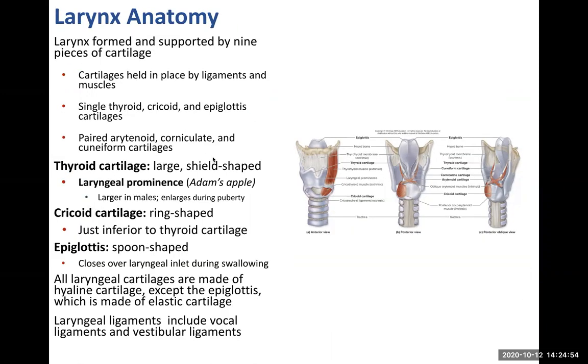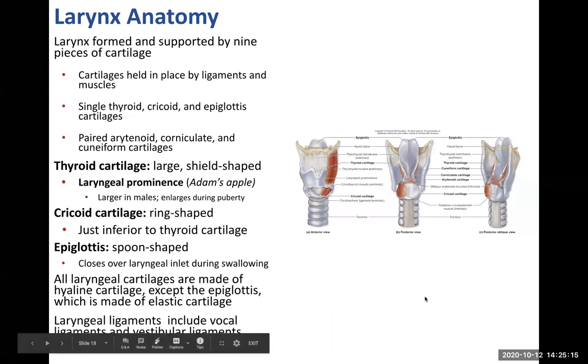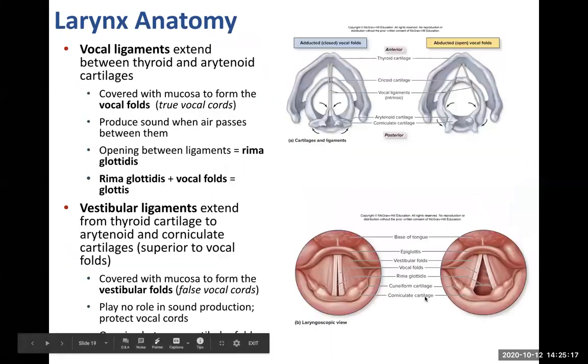One other thing I should say. All of the cartilages that make up the larynx are hyaline cartilage, except for the epiglottis. The epiglottis is elastic cartilage, which, if you can remember the features of elastic versus hyaline cartilage, is very elastic. It's very stretchy. And hyaline cartilage has kind of a mid-range flexibility.